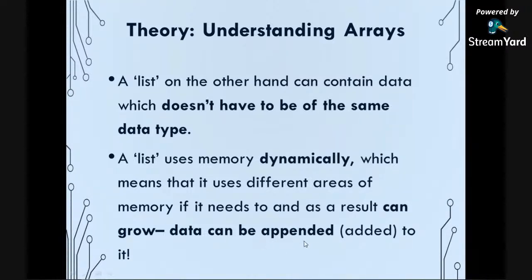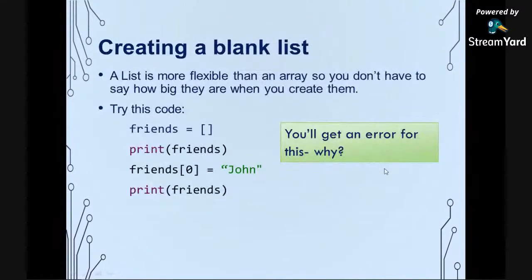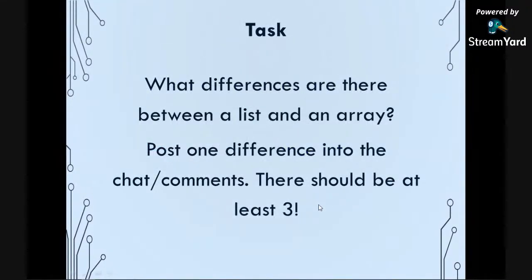So something that is appended or added to it, that means it's added to it, okay? So what I'd like you to do is think about what differences there are between lists and arrays. I want you to post one of the differences into the chat, or if you're watching this later, into the comments. There should be at least 3 differences that I'm seeing in the chat. So I'm going to just wait a couple of minutes and see what people say.